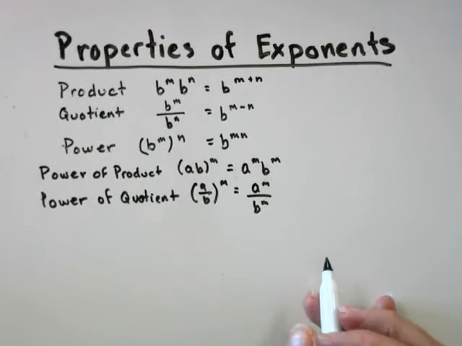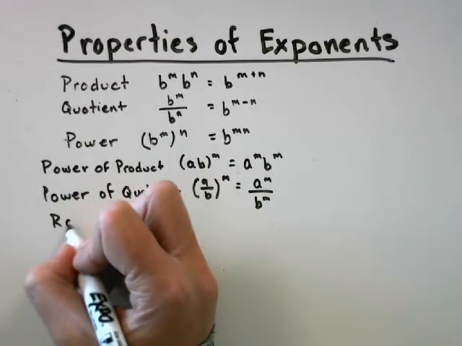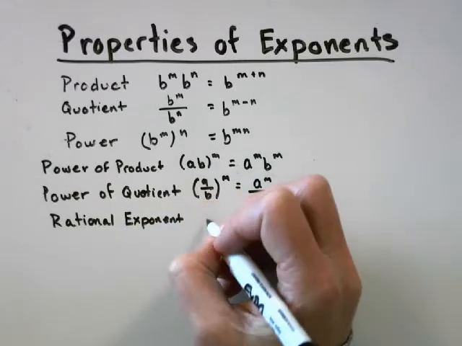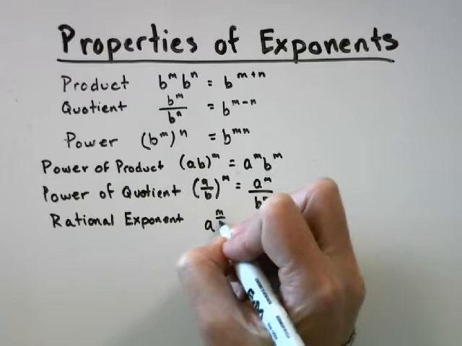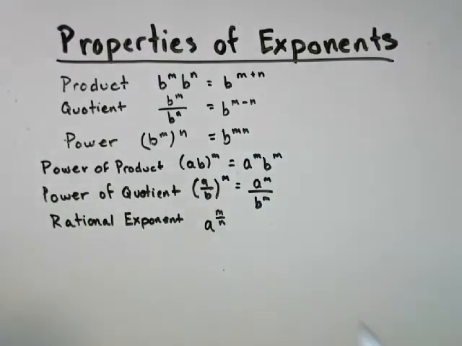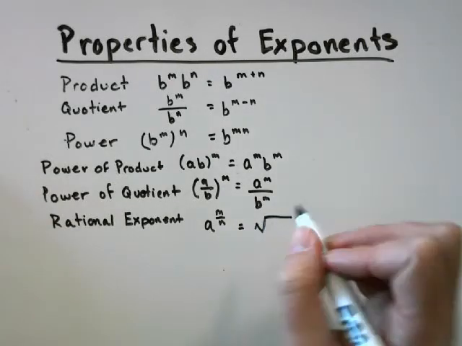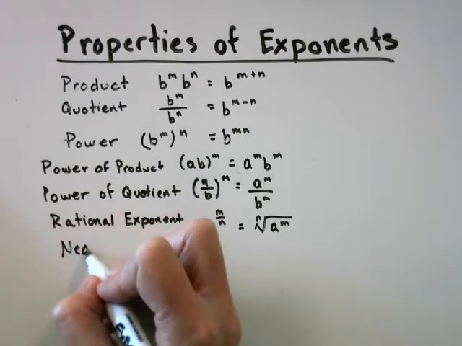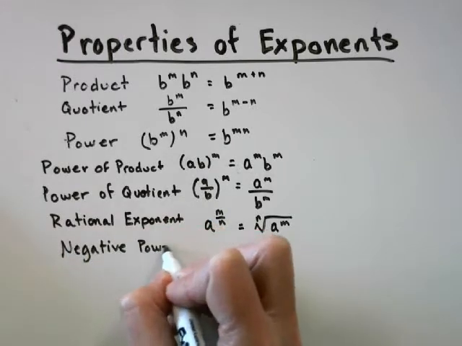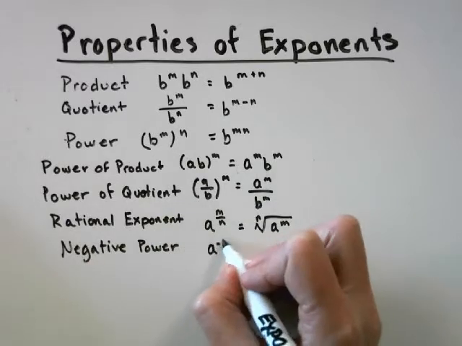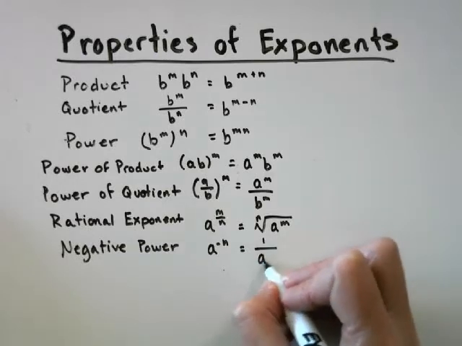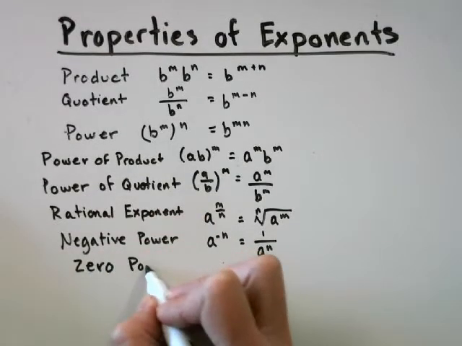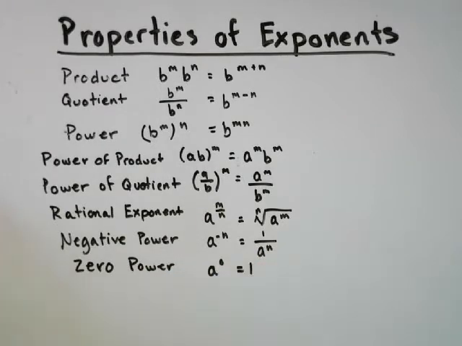Then some just other good things to know. A rational exponent, so if I have something to a fraction exponent, rational just means fraction, this is going to be the same as the nth root of a to the m. Negative, if I have a to the negative n, that's going to equal 1 over a to the n. It doesn't make it negative, it makes it the reciprocal. And then last, hopefully you all know, but it's good to know, a zero power. Anything to the 0 is 1.